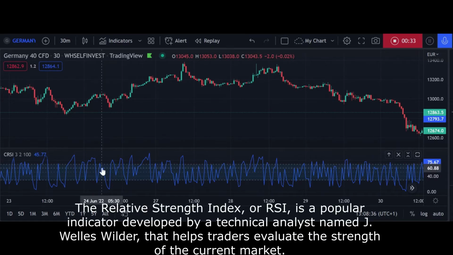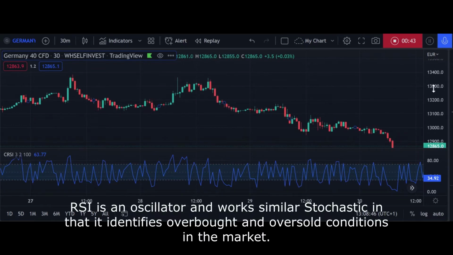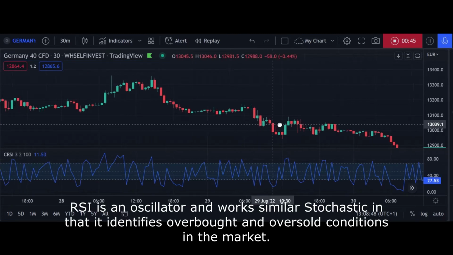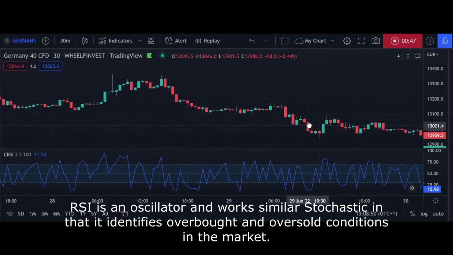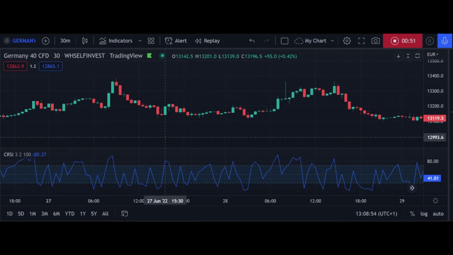The Relative Strength Index, or RSI, is a popular indicator developed by a technical analyst named J. Wells Wilder that helps traders evaluate the strength of the current market. RSI is an oscillator and works similar to stochastic in that it identifies overbought and oversold conditions in the market. It is scaled from 0 to 100.